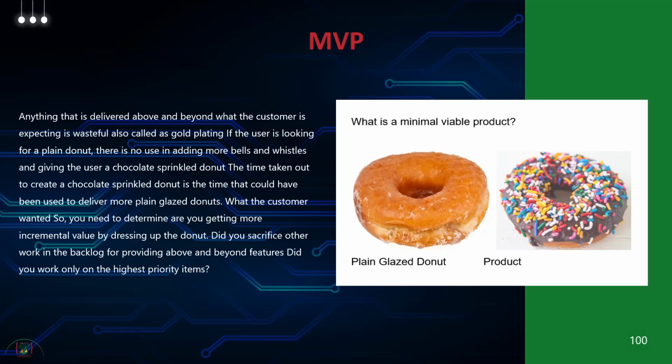All right, now we've been talking about MVP a lot, right? Minimal viable product. What is that? Now, I took a picture of donuts. I love donuts. So, you can have a plain donut, right? You can have a donut with sprinkles. In this case, it's a chocolate sprinkle donut.